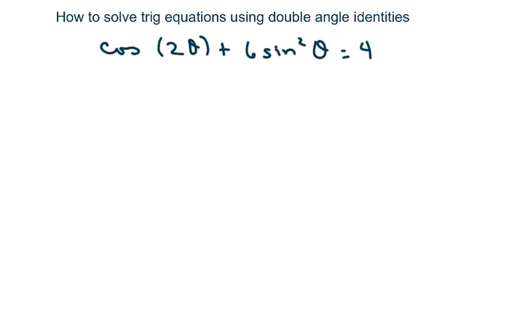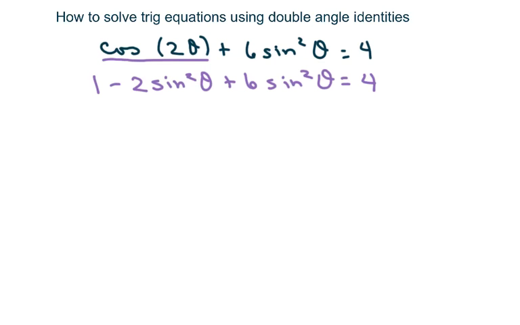Hi everyone, we're going to solve trig equations using the double angle identities. In this case, what I'm going to do is substitute. Recall that there's three identities for the double angle for cosine, and the one I'm going to use is the one with the sine squared in it, which is 1 minus 2 sine squared of theta. And I'm substituting there. And then after that, you can just treat it as a normal quadratic equation.